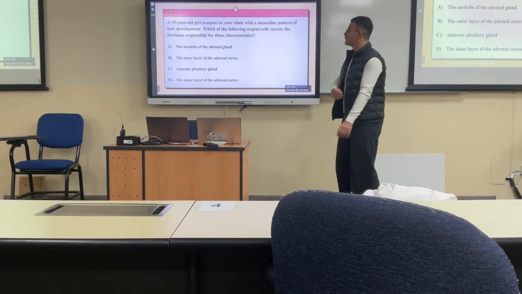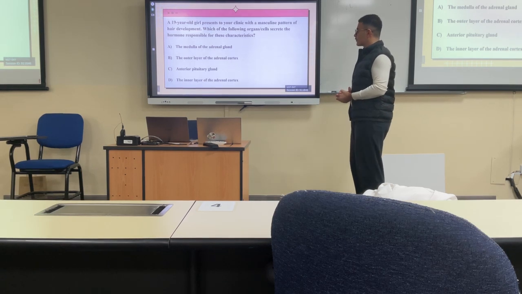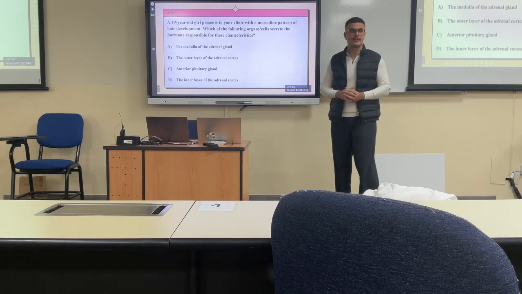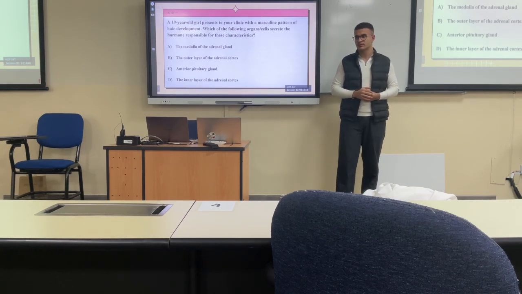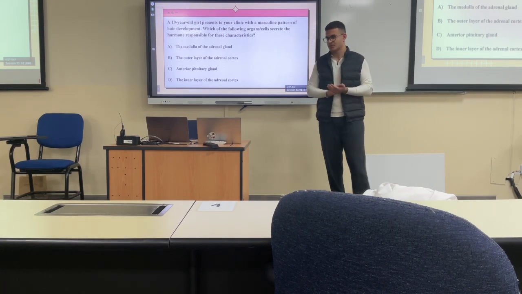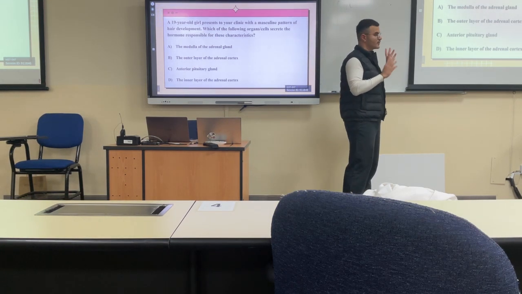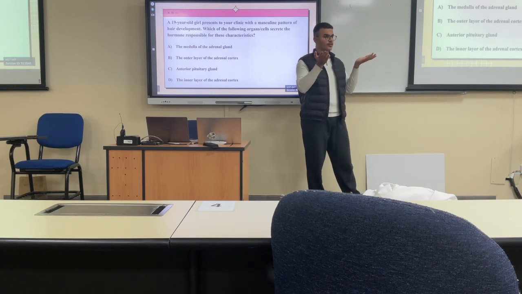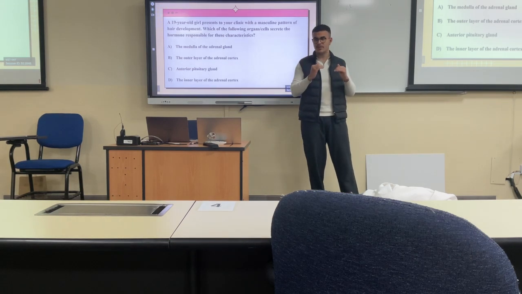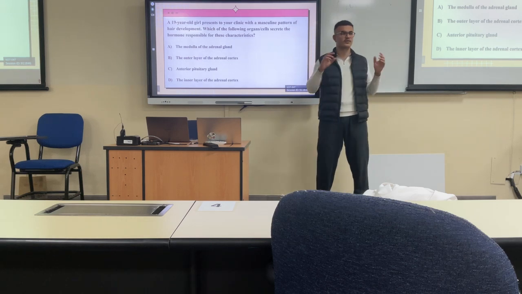A 19-year-old girl presents to your clinic with a masculine pattern of hair development. Which organ or cells secrete the hormone responsible for these characteristics? Simple one. D, which is the inner layer of the adrenal cortex. Exactly. Anyone need further explanation? Masculinization caused by excess gonadocorticoids. Where is the source? The adrenal cortex, the deep layer, which is zona reticularis, or sometimes they mention the inner layer of the cortex.